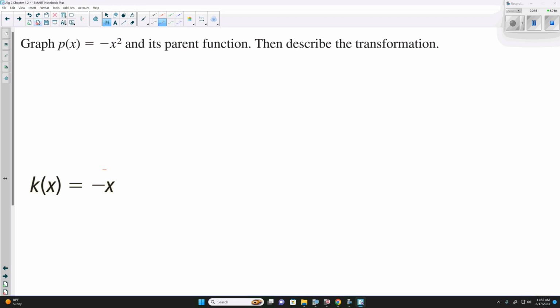Let's look at this first one here. So p of x, the one on top, negative x squared. What would be its parent function, guys? What would be the parent function of negative x squared? Linear, quadratic, absolute value. Quadratic, because it has an exponent of 2. So this is a quadratic.